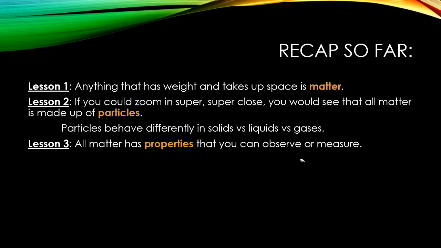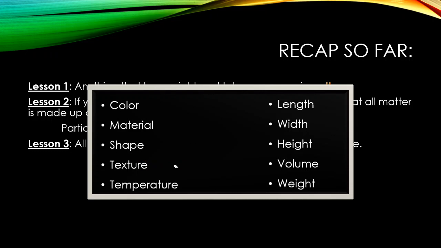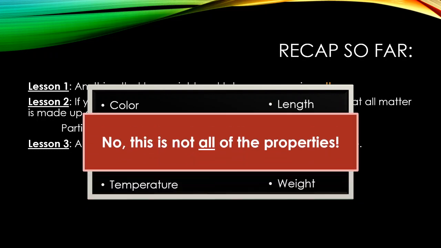Moving on to lesson 3, we talked about how all matter has properties. We've been talking about properties a lot since then, that you can observe or you can measure. And we saw our first kind of big list of common types of properties that we're all familiar with. Things like color, material, shape, texture, temperature, length, width, height, volume, and weight as well. That was kind of our introduction to this idea of properties. And we also knew that that wasn't all of the properties.